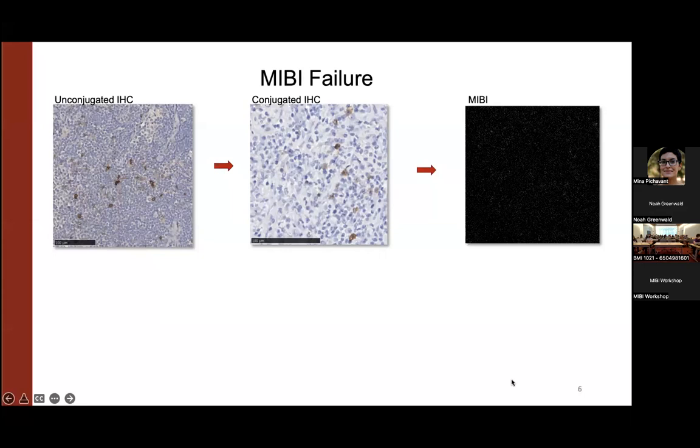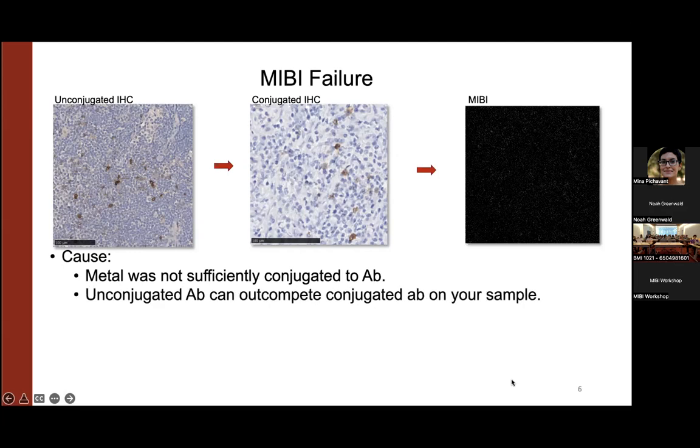The general cause for some of these can be that the metal was not sufficiently conjugated to the antibody. Due to a number of different reasons, you might have an antibody that was not able to be fully loaded with the metal of interest. So even though it is sticking to its target, when being rastered by MIBI, the metal ions are not being brought up into the machine, so you're not able to get a readout on the metal that's conjugated to the antibody.